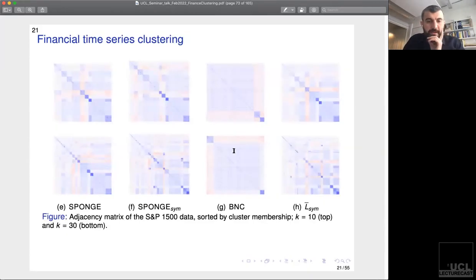So if you were to compare our approach with some other techniques like balanced normalized cut, for example, and you ask them to give you 10 or 30 clusters, then they fail in the sense that they give you one very huge cluster, as you can see here, and maybe a couple of smaller clusters, but then the rest of the clusters are almost trivial in size. While our approach is able to give fairly balanced clusters.